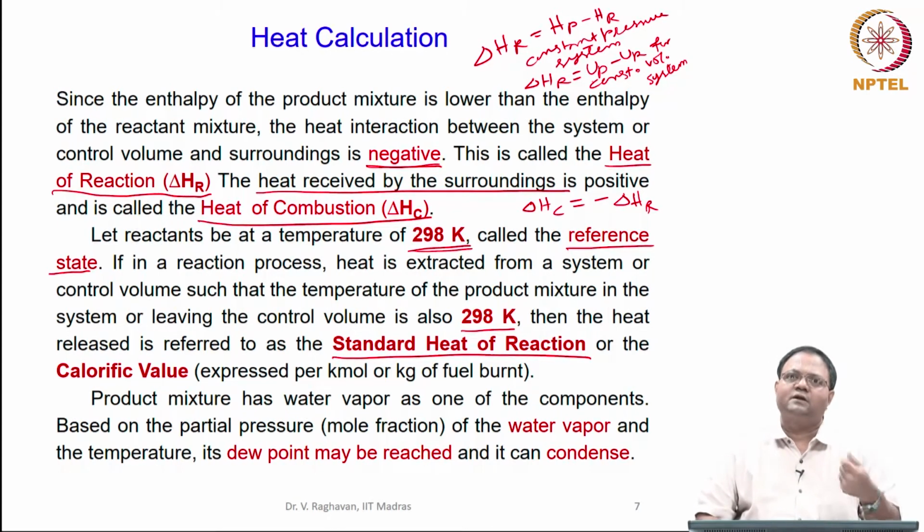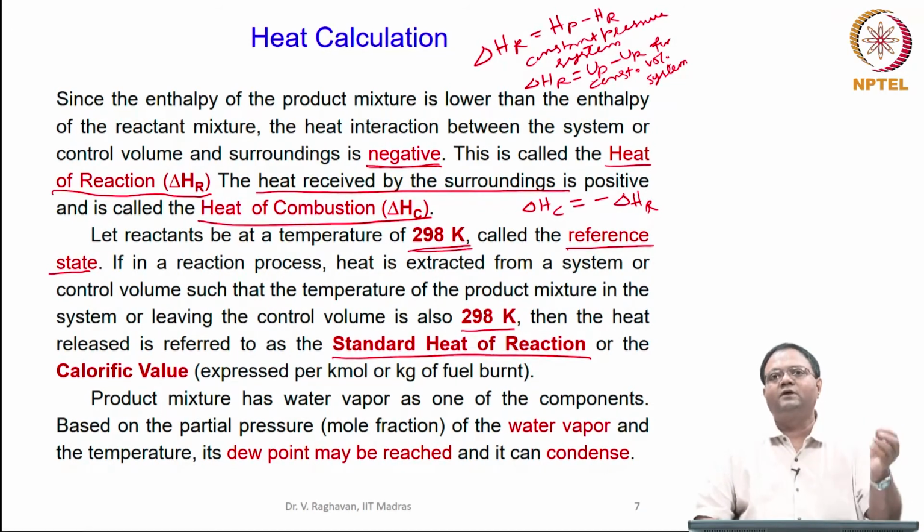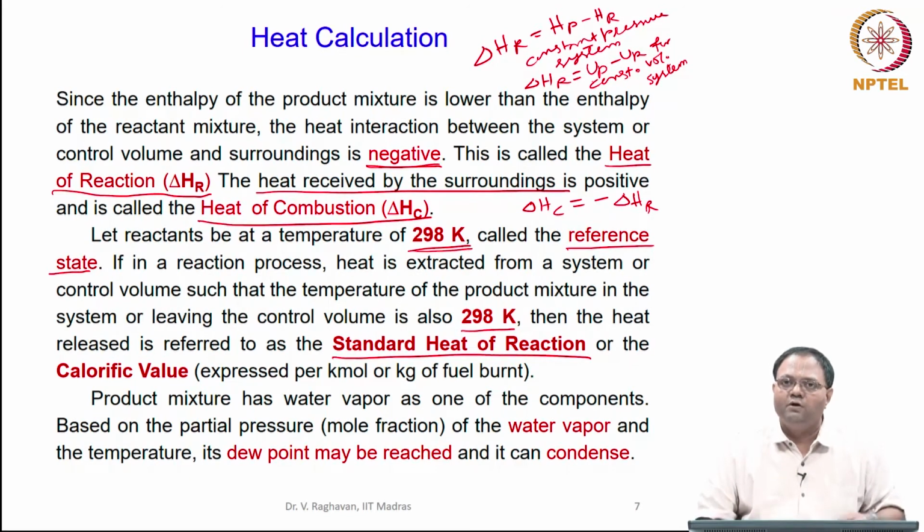For example, reactants can come in at any temperature. I can preheat air and supply it with fuel, or I can heat the liquid fuel to some temperature and supply the hot liquid fuel, or vaporize it under hot conditions and supply the hot vapors. So reactants may not enter at 298 Kelvin, they can enter at any temperature.